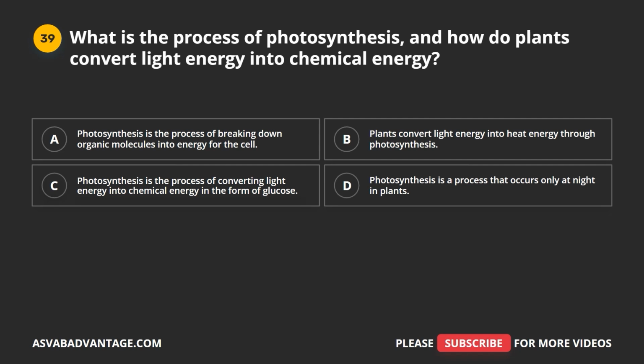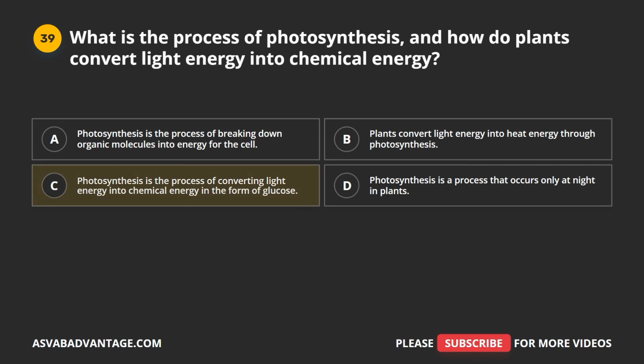Question 39. What is the process of photosynthesis, and how do plants convert light energy into chemical energy? A. Photosynthesis is the process of breaking down organic molecules into energy for the cell. B. Plants convert light energy into heat energy through photosynthesis. C. Photosynthesis is the process of converting light energy into chemical energy in the form of glucose. D. Photosynthesis is the process that occurs only at night in plants.